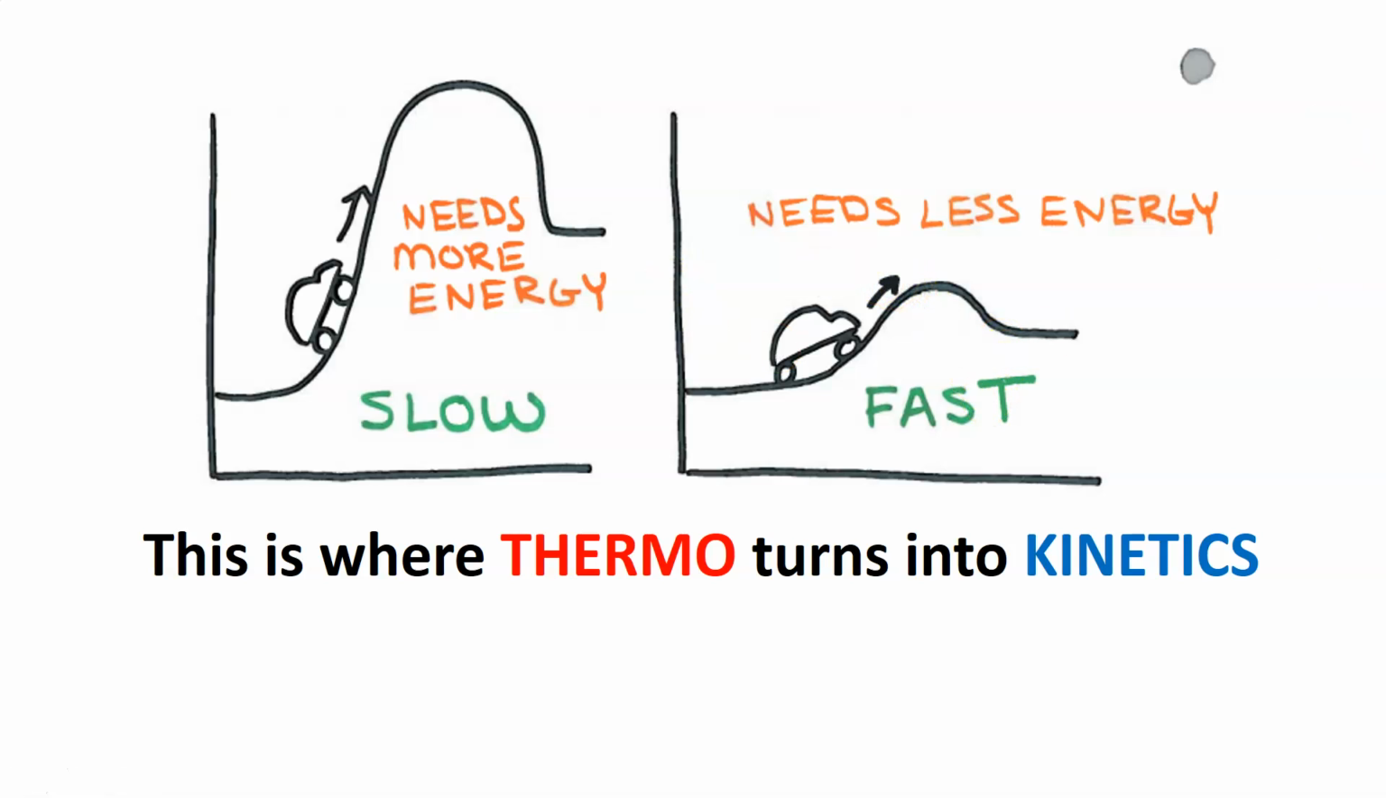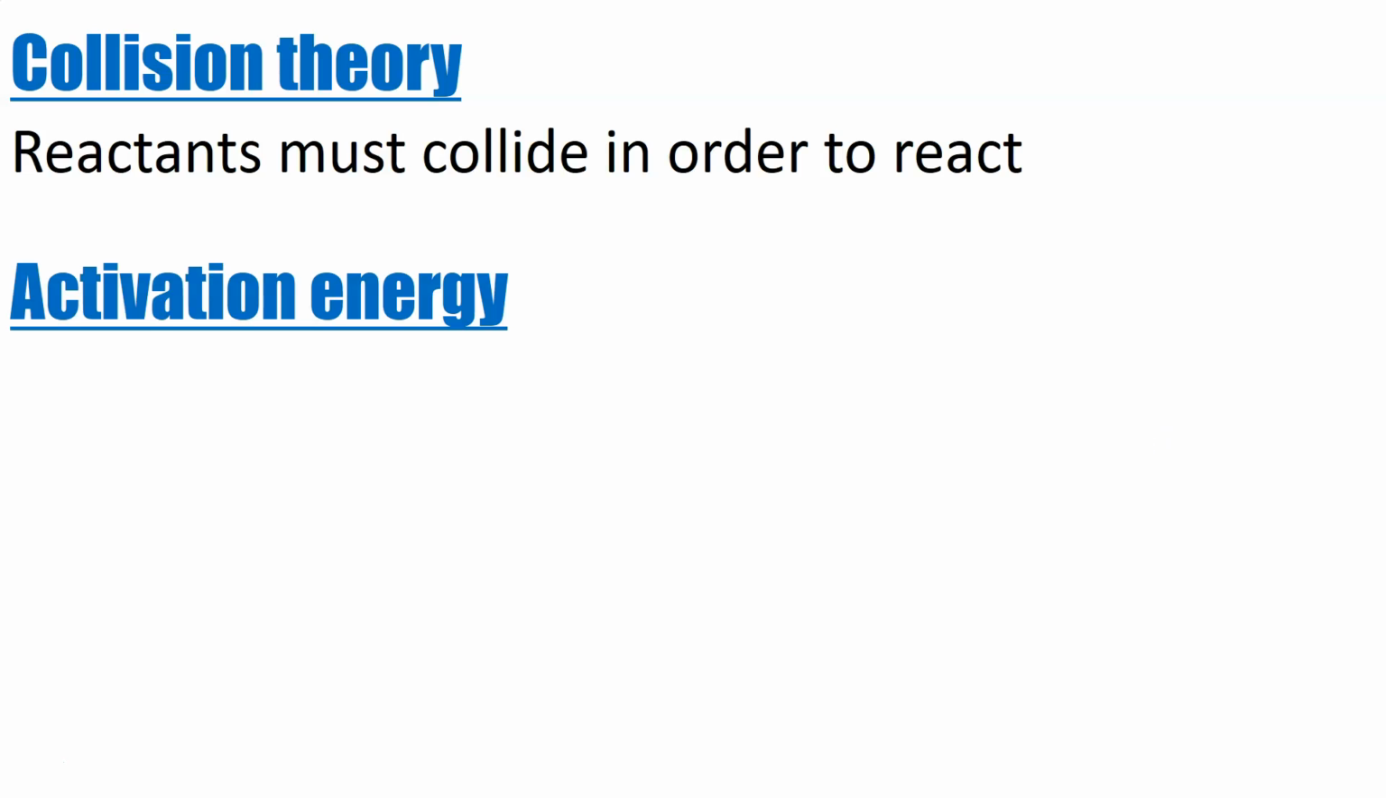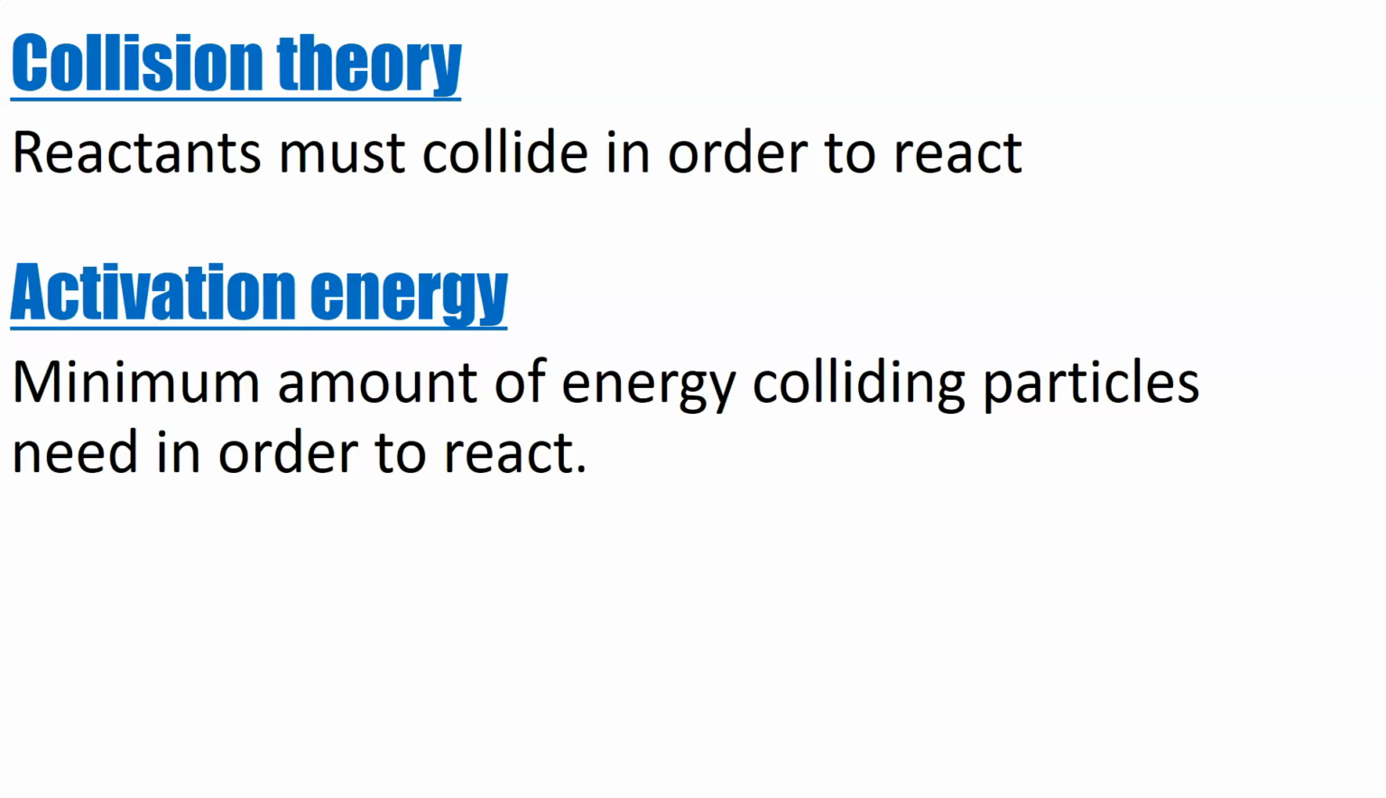Moving on, the next concept to talk about is what we call collision theory, which is literally saying that in order for reactants to undergo their chemical reaction, they have to actually collide with each other. It's really important that you understand that they have to collide hard enough and they have to collide in the right orientation. Activation energy, the big peak that we saw on the previous slide, is the minimum amount of energy those particles need in order for them to react once they collide.